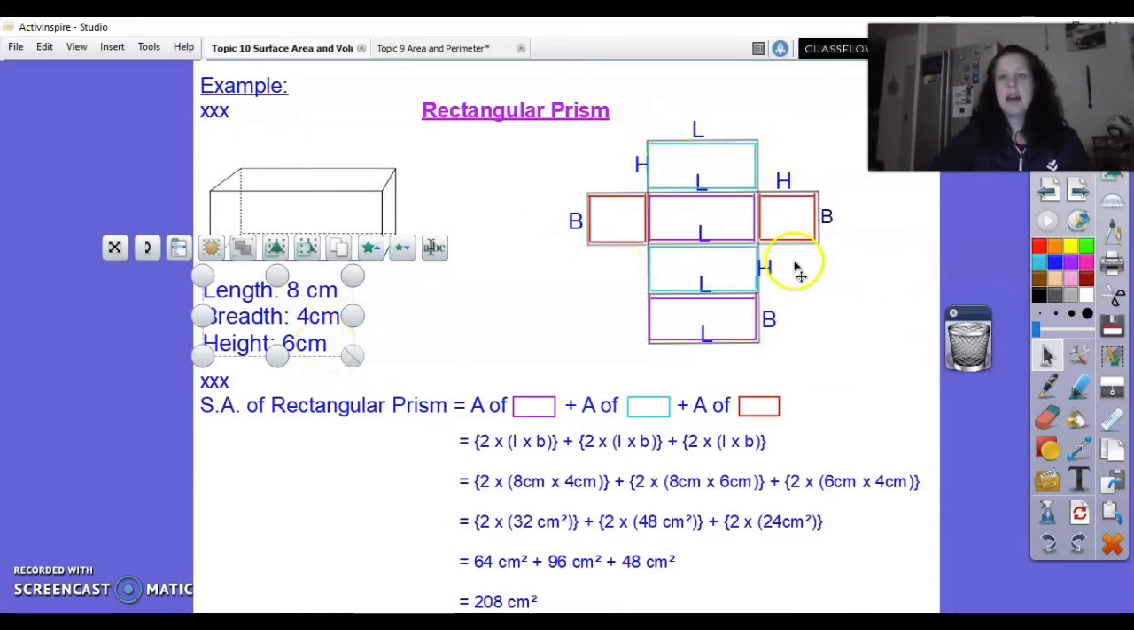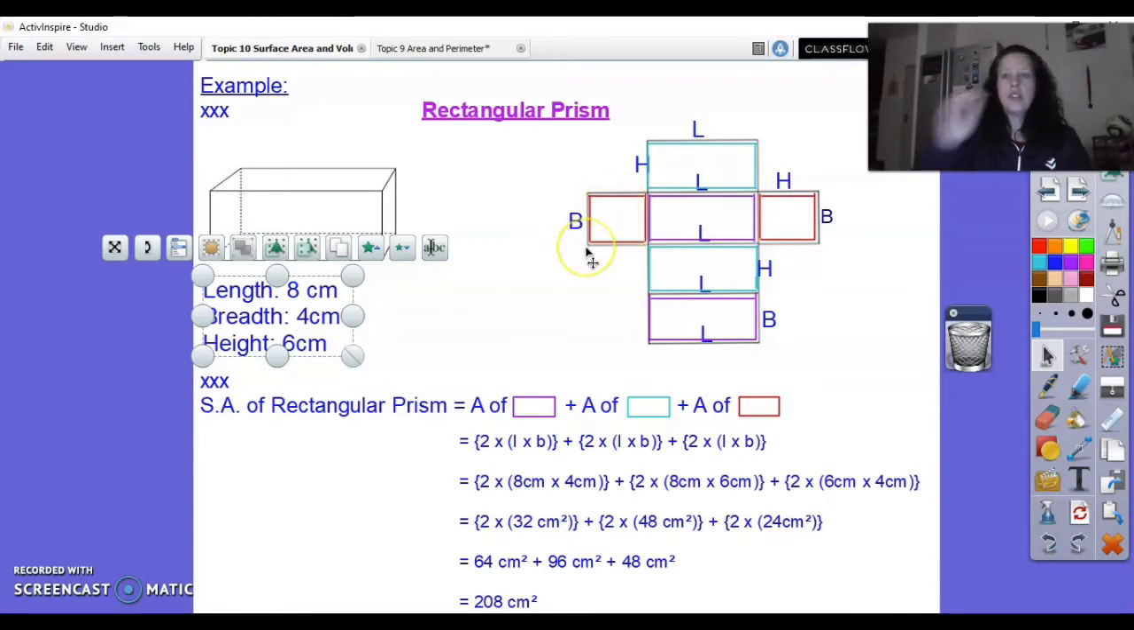And on the diagram, I have labeled. This is all my lengths. So these are all 8 centimeters. My height sits over here and over here. Okay, so this height is 6 centimeters. That height is 6 centimeters. I've got my breadth over there and over there. Okay, and that is 4 centimeters.